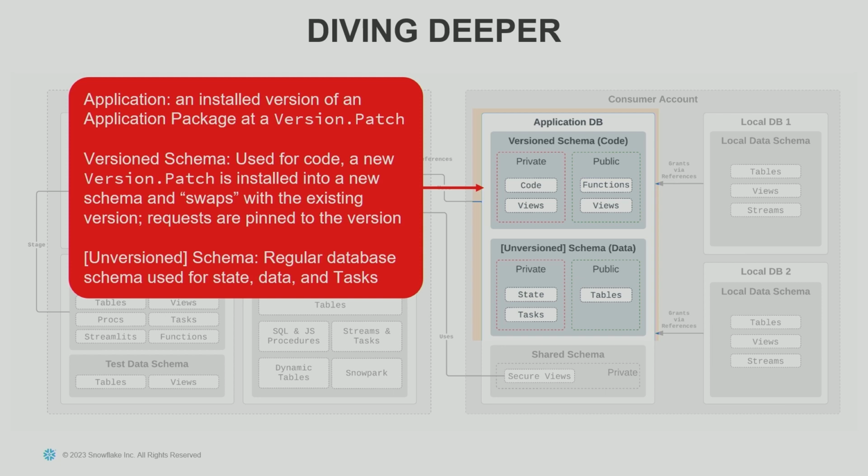And the traditional schema, we say unversioned, but it's really just a schema, is still there and still usable to maintain state information, to maintain data or functions that you want to persist from version to version of the application.